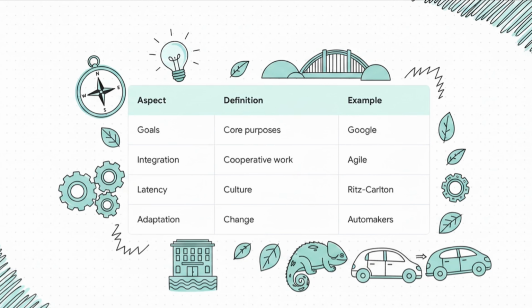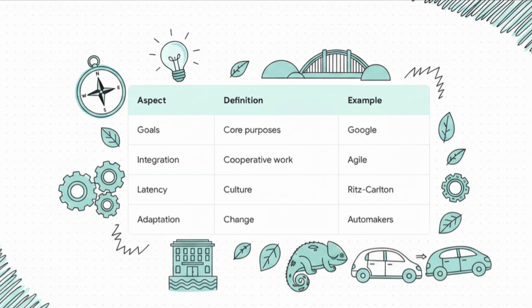Next, integration, how internal groups actually work together. The agile methodology in software development actively breaks down isolated silos so the system functions cooperatively. Then, latency. This is the culture maintaining the system. The Ritz-Carlton famously gives every single employee a daily budget to fix guest issues immediately, without ever asking a manager. That intense focus on autonomous service keeps their culture totally safe.